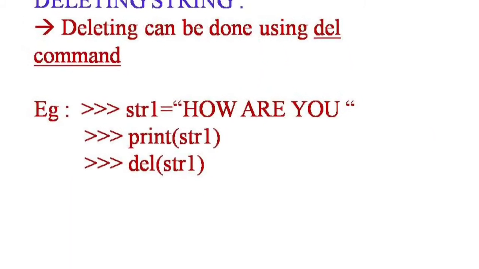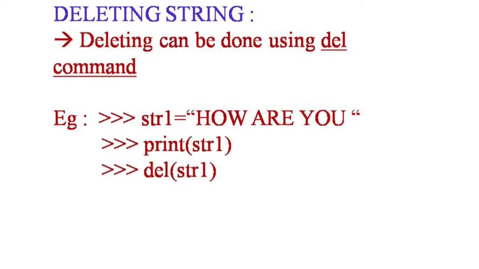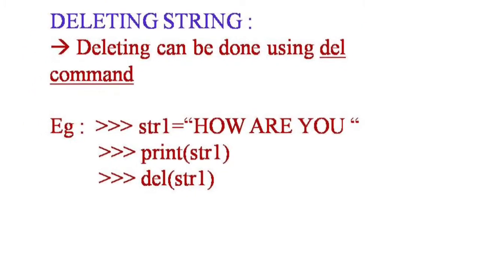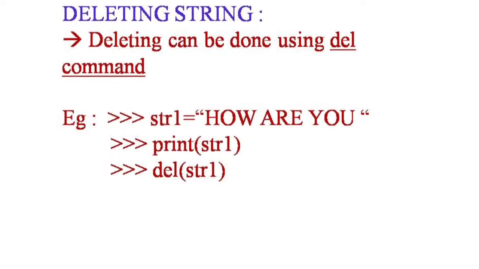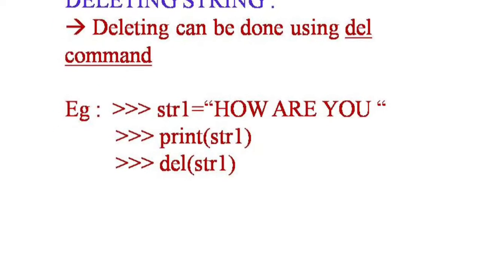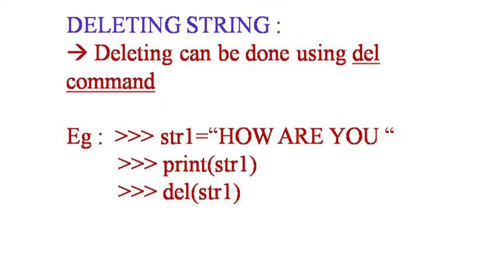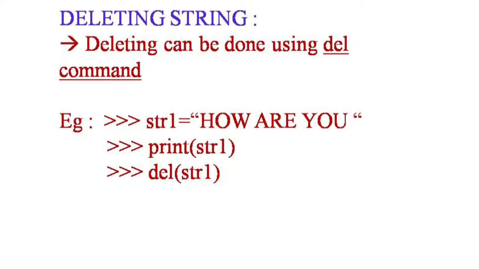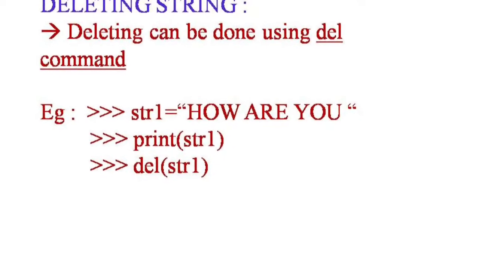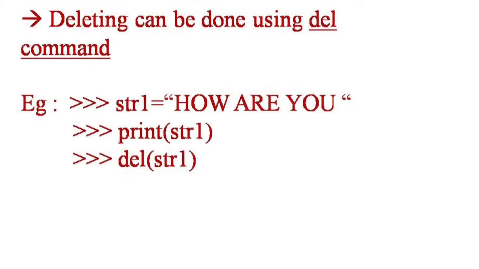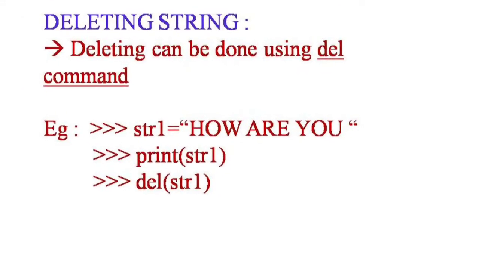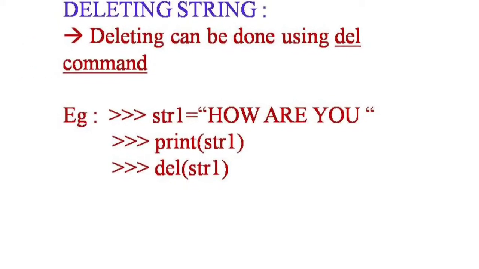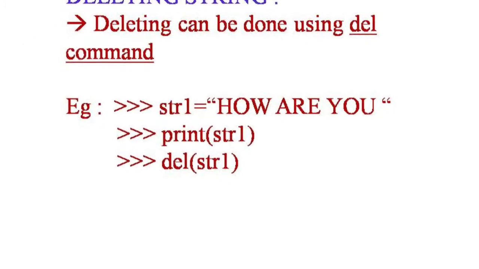Next one we have is deleting a string. Similar to modification, Python will not allow deleting a particular character in a string, but you can remove the entire string variable using the del command. Now, in this example, the string is how are you. Print str1 will print the string and del str1 will remove the entire string.